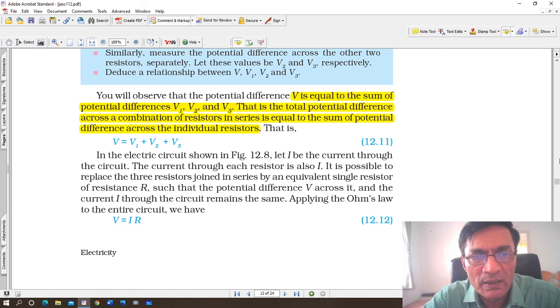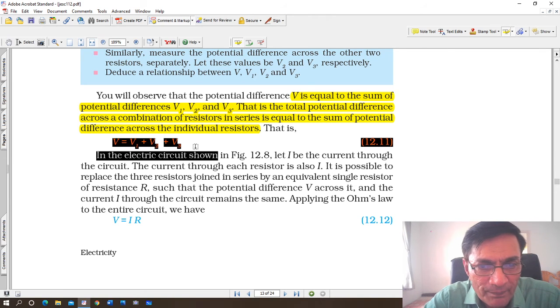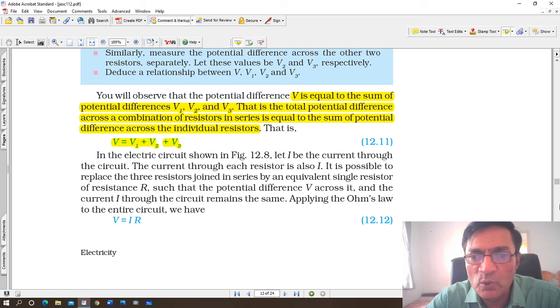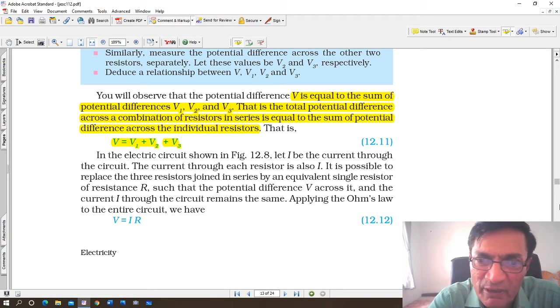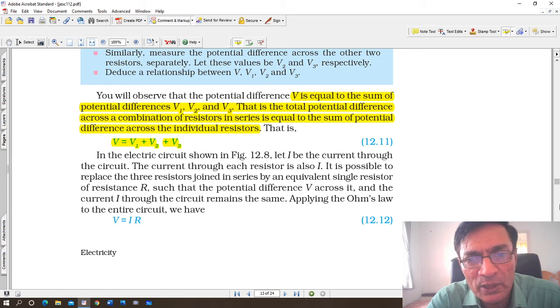Just underline it here. Now look at this part. V is equal to V1 plus V2 plus V3. Now, according to Ohm's law, V is equal to I into R. So if V is equal to I into R, substitute. V1 will be equal to I into R1, V2 will be I into R2 and V3 will be I into R3.